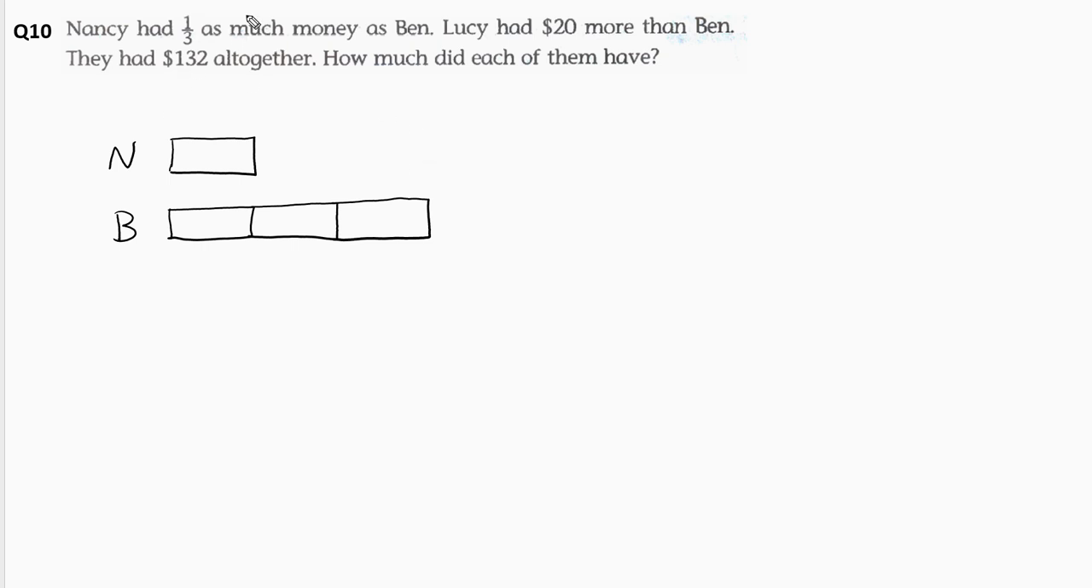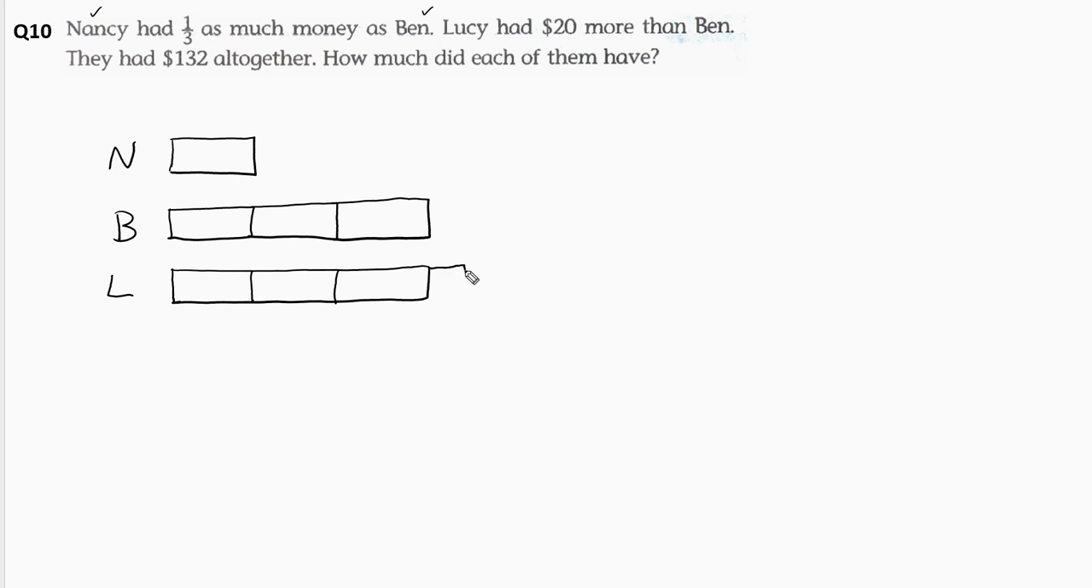Now, so we've got this bit of information captured. We've got what Nancy has. Okay, we've got Nancy, we've got Ben. Okay, what we're told about Lucy. Lucy had $20 more than Ben. Okay, now, so we know that Lucy, we're going to draw the same as Ben, because wherever we can put in these equal parts, that's really helpful. So now this is where Lucy has the same as Ben, but Lucy also has this extra $20.